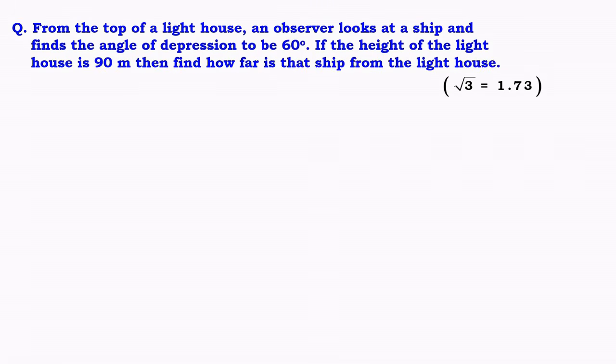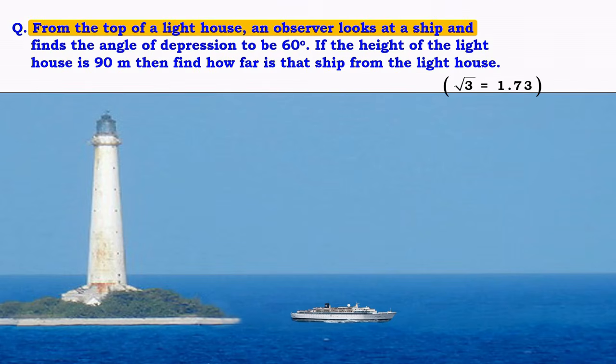Let us first understand the question. From the top of a lighthouse, an observer looks at a ship and finds the angle of depression to be 60 degrees. The height of the lighthouse is 90 meters, and we have to find how far the ship is from the lighthouse. Now, let us understand the figure.